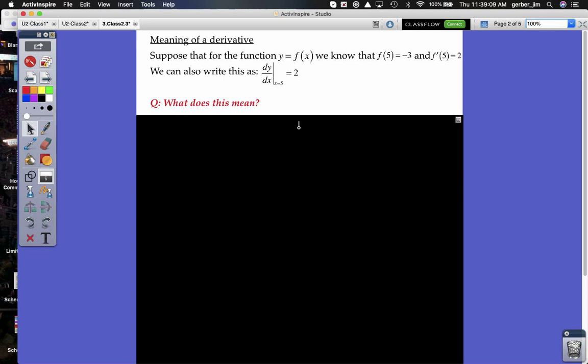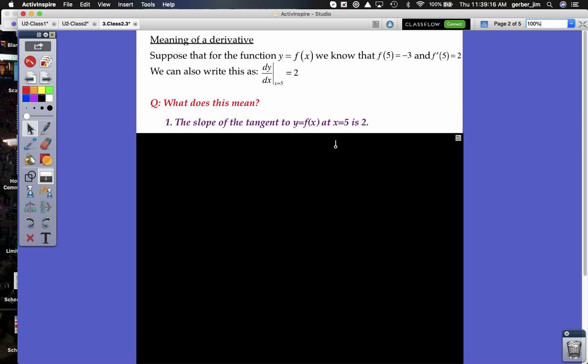If you remember back to the last class, we said that the derivative gives us the slope of the tangent. And so we could say that the slope of the tangent to y equals f of x at x equals 5 is 2. Let's be really clear about this. Oftentimes people make the mistake of saying the slope of the point is 2. Well, a point doesn't have a slope. I mean, you can imagine that. Just imagine a point sitting off in space somewhere. It doesn't have a slope. So points don't have slopes. Curves have slopes and tangents have slopes.